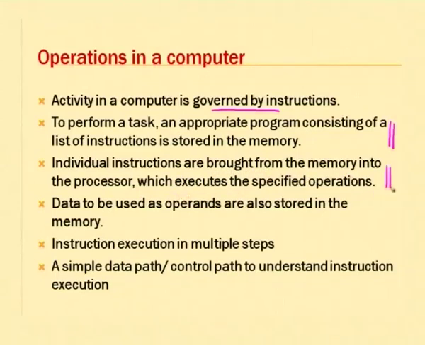We have also looked at how the instruction gets executed. Data to be used as operands are also stored in the memory. So, the memory consists of both instructions and the data, and the instruction execution takes place in multiple steps. We have looked at these steps, and we have looked at a simple data path or a control path, using which we have understood how the instruction gets executed. So, this is what we have looked at so far.